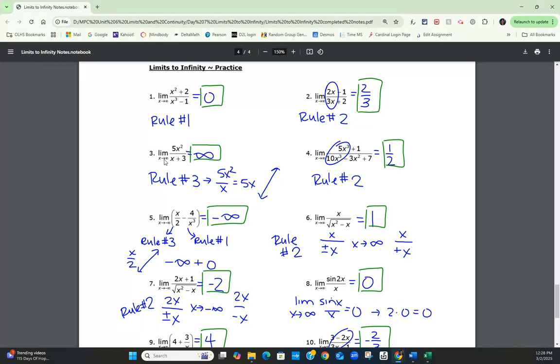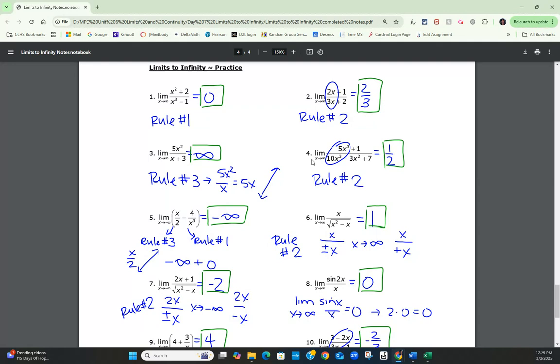So if the limit is going to infinity, I'm looking over here, and that's going up to infinity, which was my answer. If this had said the limit as x approaches negative infinity, I would have looked down here, and my answer would have been negative infinity. So you will have to pay attention for limits to infinity. Is it going to infinity or negative infinity for a rule 3?